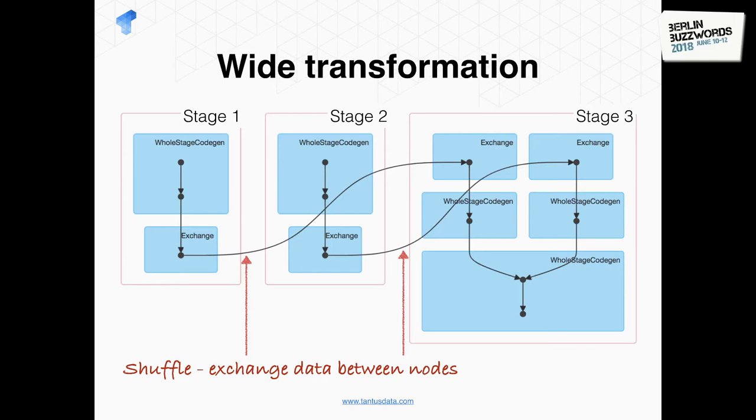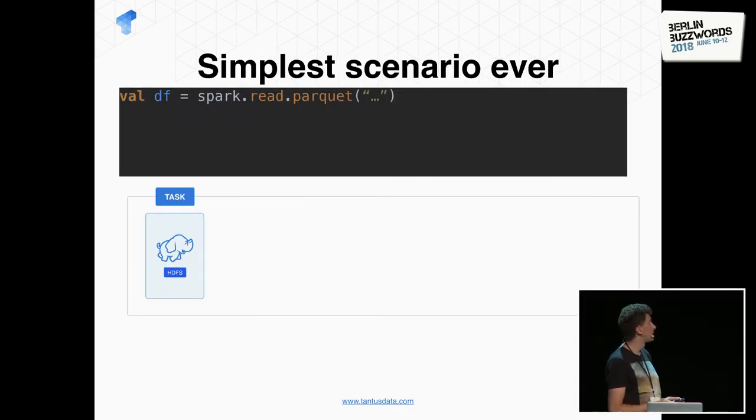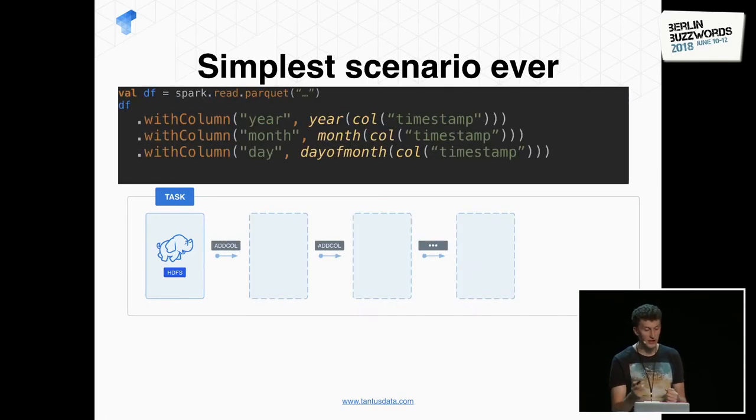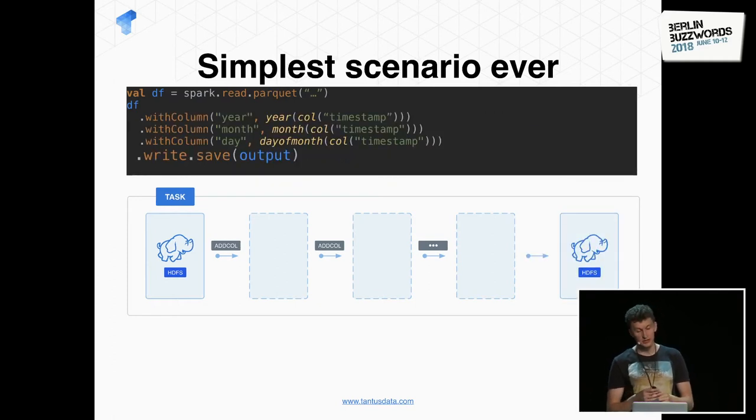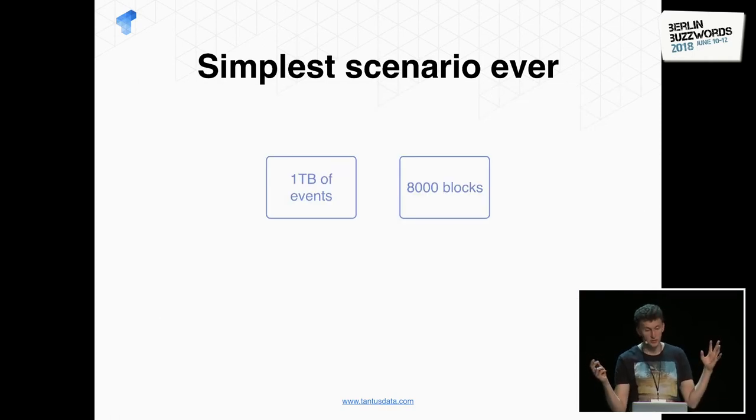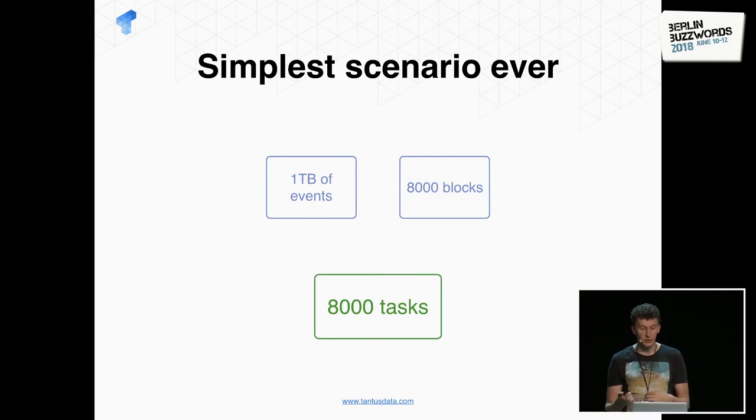In order to understand how Spark parallelizes the load, I'll show you the simplest scenario ever first. So you read some events from HDFS, and these events contain some timestamp column, and out of this timestamp column, you would like to calculate the year, month, and the day when the event happened. Spark will squeeze all these three column calculations into a single operation inside one task. And one task will be reading a single block from HDFS, so a portion of your data, and eventually it will write out the result. If you have, let's say, your data set in 8,000 blocks in HDFS, it will create 8,000 tasks like that.